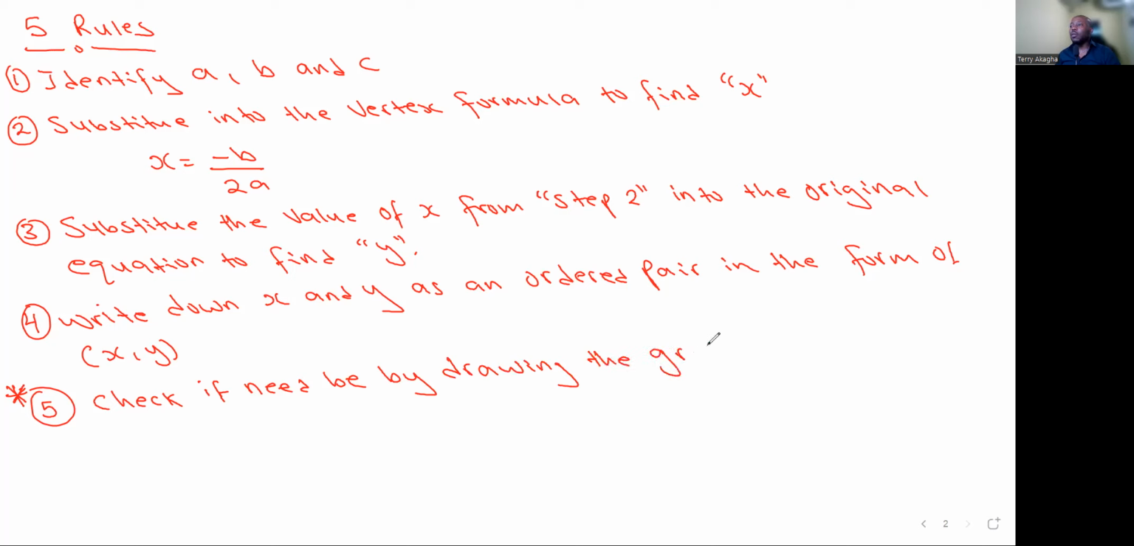When you draw the graph, you will notice as well that the vertex is going to be at the same point. And that is it. You first have to identify a, b, and c. After that, you substitute into the vertex formula to find x. The answer you get for x, you substitute into the original equation to get y. Then you write it down as an ordered pair, the x comes first, then the y comes second. Then you check if need be by drawing the graph. All right, let's start with the first example.